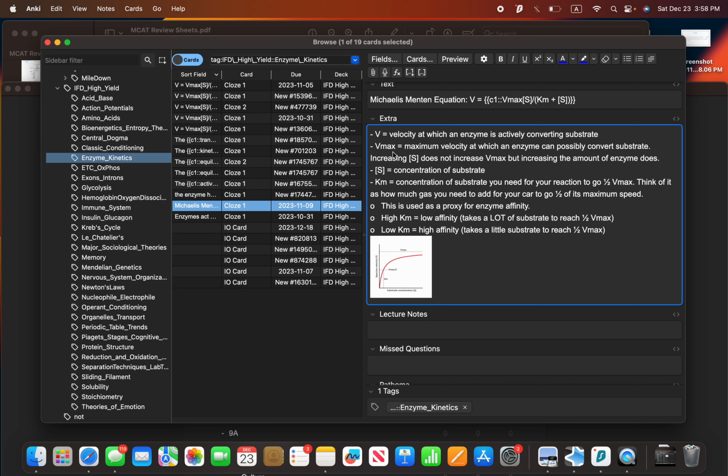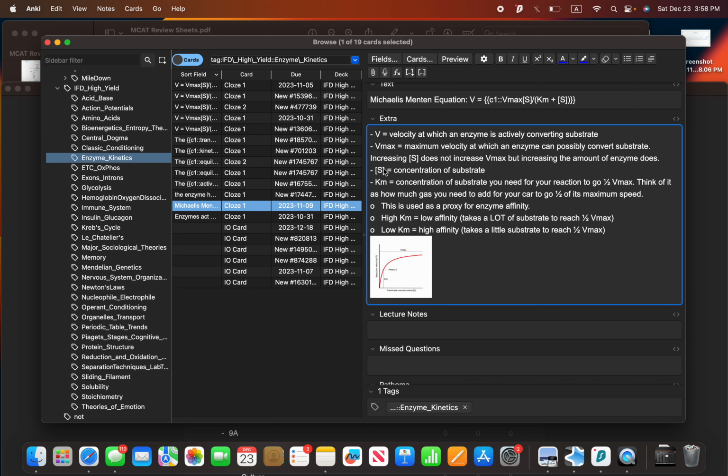Vmax is the maximum velocity at which an enzyme can convert substrate, right? Increasing the substrate concentration does not increase Vmax, so you cannot, but increasing the enzyme does, right? And substrate concentration is S, and Km is the concentration of substrate at half of the Vmax.